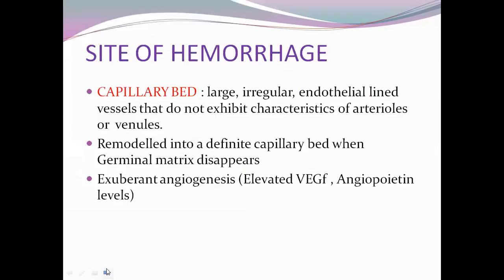And at the site of hemorrhage, this capillary bed is composed of large irregular endothelial-lined vessels that do not exhibit characteristics of arterioles or venules, and they are ultimately remodeled into a definite capillary bed when the germinal matrix disappears. And in this area, as evidenced by elevated VEGF and angiopoietin levels, there is exuberant angiogenesis happening.